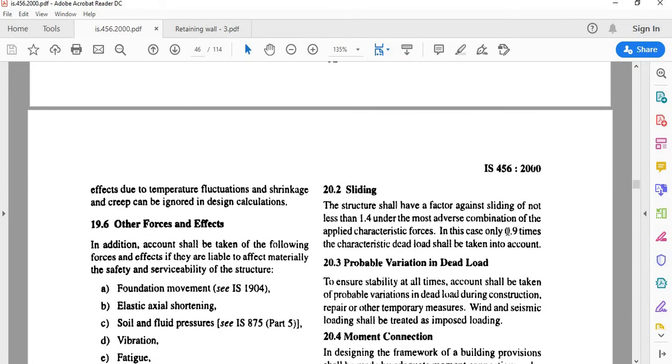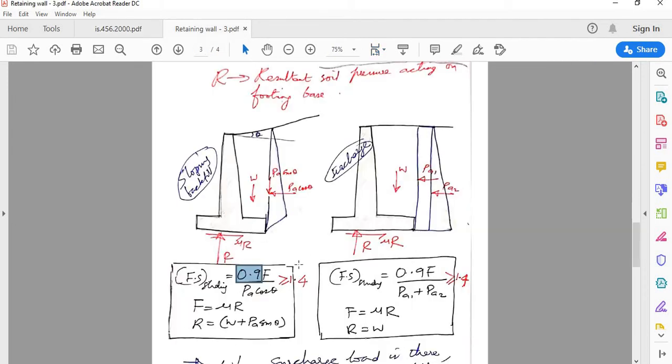So see, this is the 0.9 for sliding, and times F. So what is F? Mu into R. So here in the case of sloping backfill, R consists of two parts. One is the total W, of course, and then the vertical component of active earth pressure.